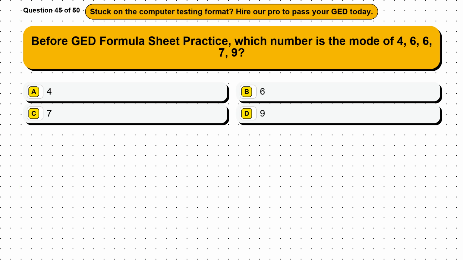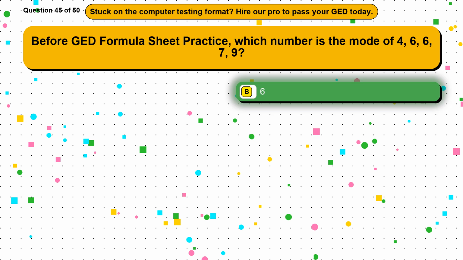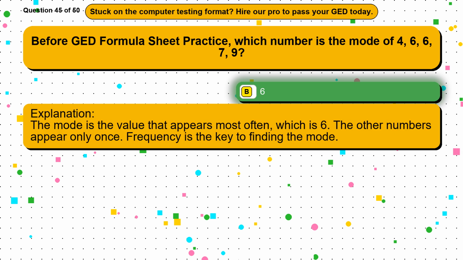Question 45. Before GED formula sheet practice, which number is the mode of 4, 6, 6, 7, 9? Option A, 4. Option B, 6. Option C, 7. Option D, 9. The correct answer is option B. 6. The mode is the value that appears most often, which is 6. The other numbers appear only once. Frequency is the key to finding the mode.